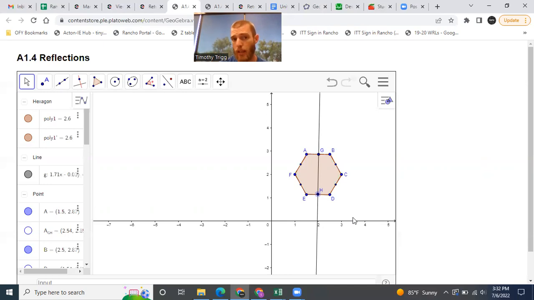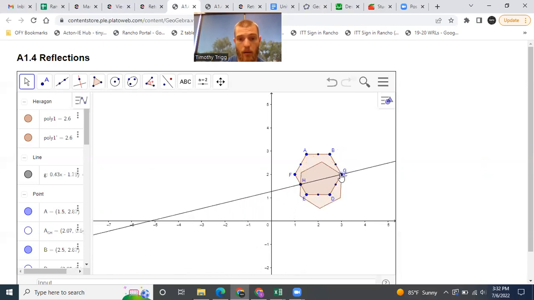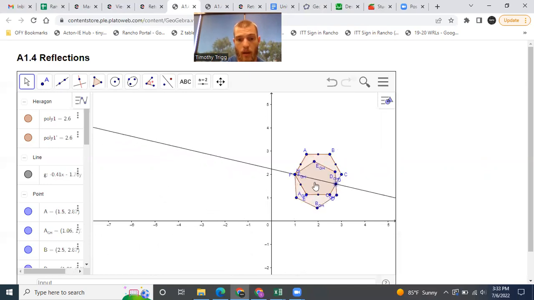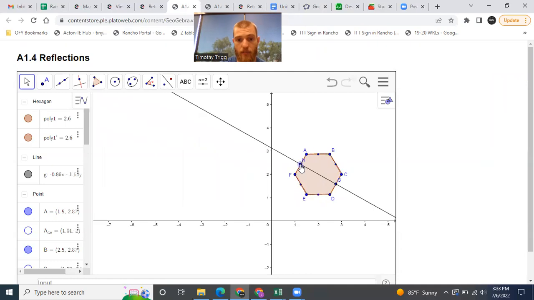But is that the only line of symmetry? Well, no. That's just one. I could also move it so that I could put it right here, G on top of B, H on top of E. That creates another line of symmetry. So that's two so far. I could put another one here and here. That's three. Here and here. That's four. Here and here. That's five. Here and here.